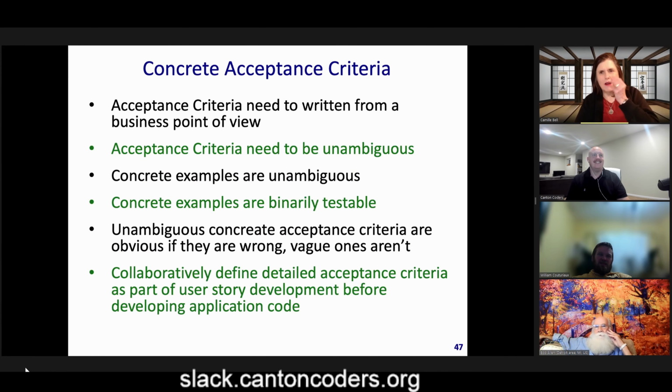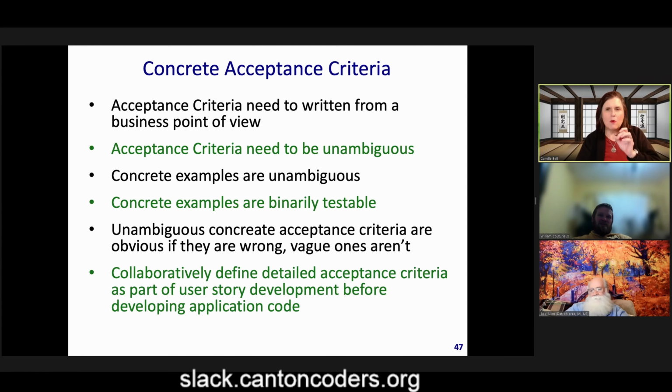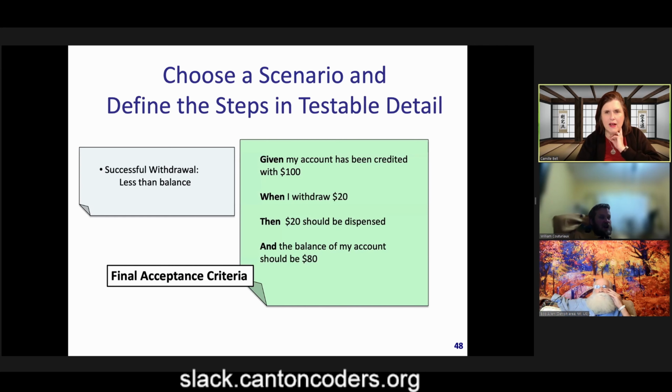Okay. So we've written this from a business point of view, but we're not unambiguous, and we need them to be unambiguous, and we need concrete examples that are binarily testable. This is going to lead to the last exercise we're going to work on today. But let's look at how that changes.